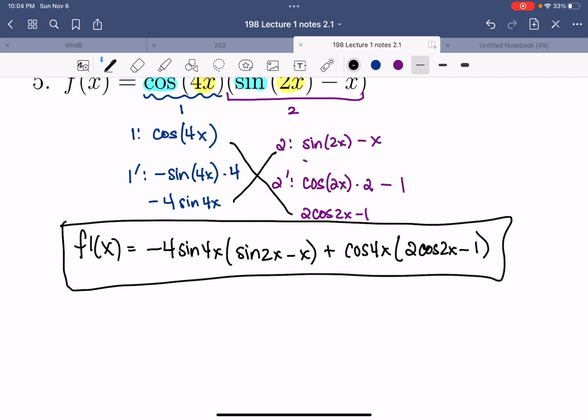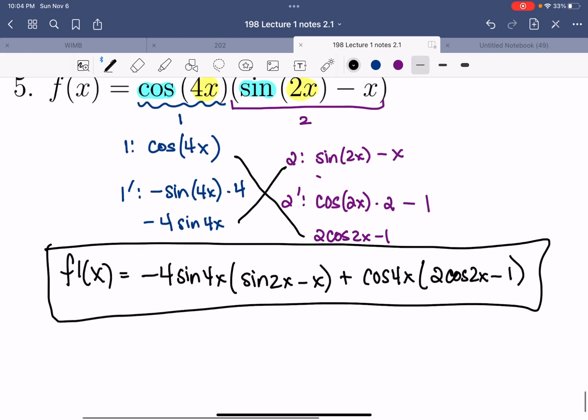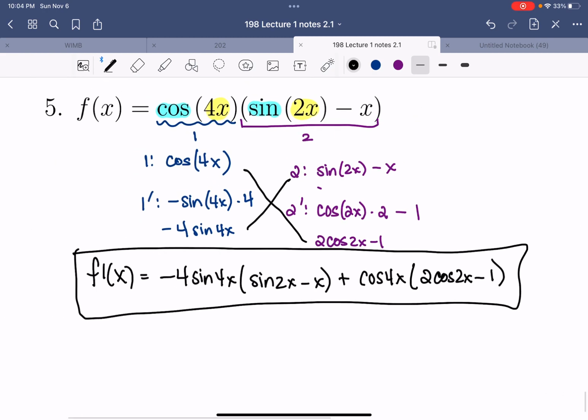Keep in mind that you have different trig functions with different arguments here. But please note, as I took each derivative, the argument didn't change. If I started out with a 4x inside my cosine, I should end with a 4x inside whatever trig function I'm working with. Okay. On the right with function 2, it was a 2x and it remained a 2x.